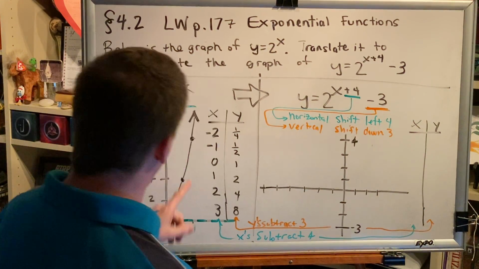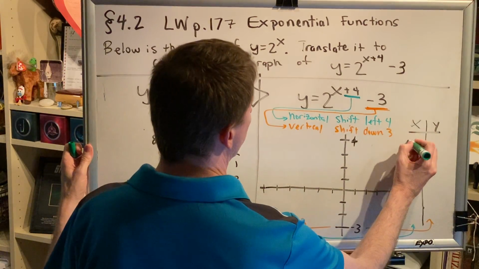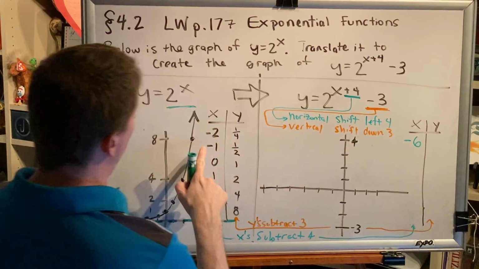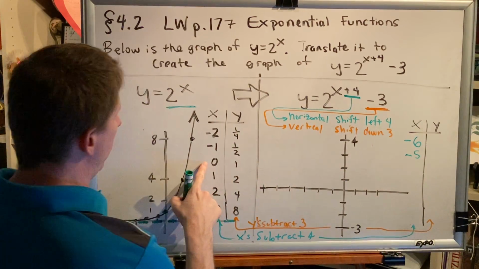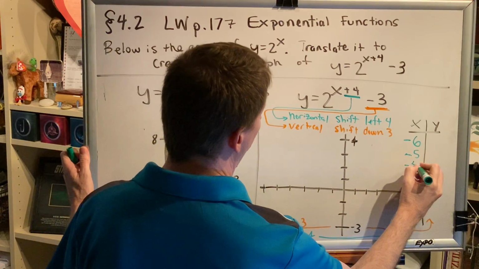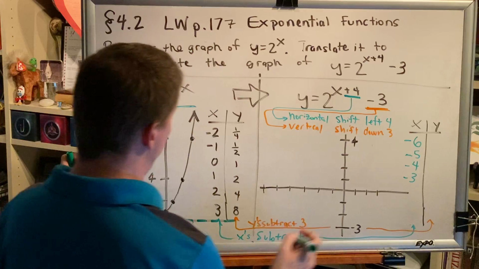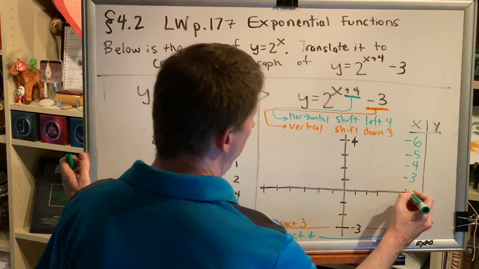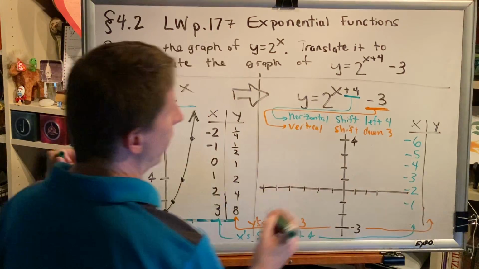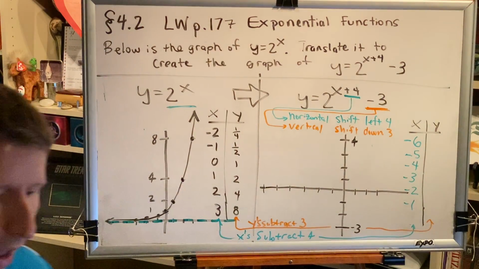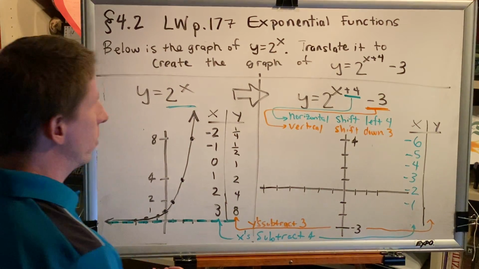All right, so here we go. So -2 is an x. Subtract 4, and it becomes -6. -1 subtract 4 is -5. 0 subtract 4 is -4. 1 subtract 4 is -3. 2 subtract 4 is -2. 3 subtract 4 is -1. These are our new x values. Okay, let's do the y values next.